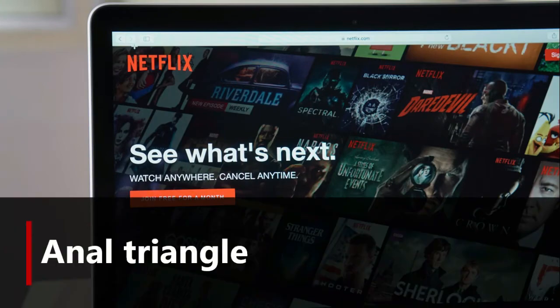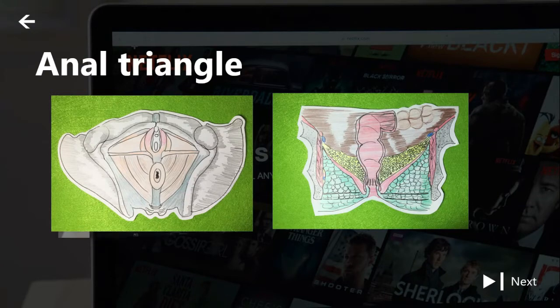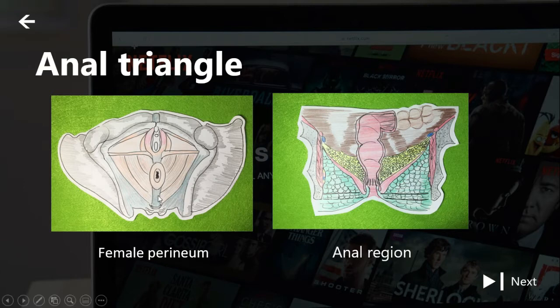First, we will tackle the anal triangle. As part of the perineum, the anal triangle is bounded behind by the tip of the coccyx and on each side by the ischial tuberosity and the sacrotuberous ligament overlapped by the border of the gluteus maximus muscle. Here we can see different viewpoints of the anal triangle in the female perineum and in the anal region. The anal triangle in the median part lies in this area in the female perineum and here in the anal region, while on each side are the ischial tuberosities, here for the female perineum and here for the anal region.